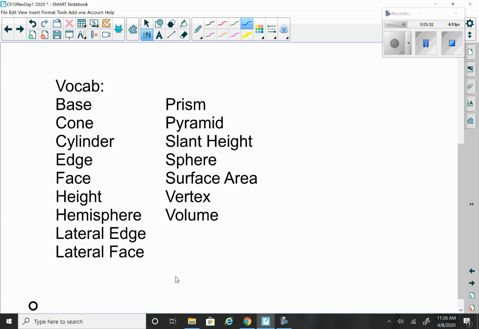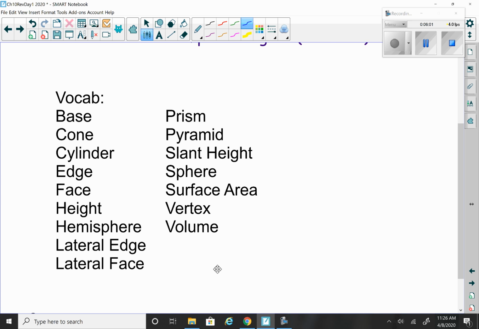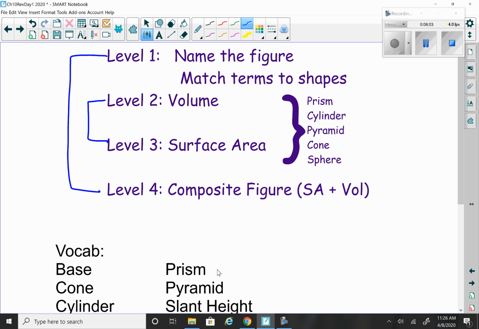So here you'd be matching the terms to a shape or a figure. Make sure you know what an edge is, or a face, or a base. What do we mean by height or vertex? So make sure you're very comfortable with all these terms. Also, just be careful that you know what they mean in a problem. If I'm saying find the lateral face or the lateral edge, make sure that you know what we're talking about. You might have to go back into your packet and look at some of these terms to help you out if you need to. So that's kind of the level 1 stuff.